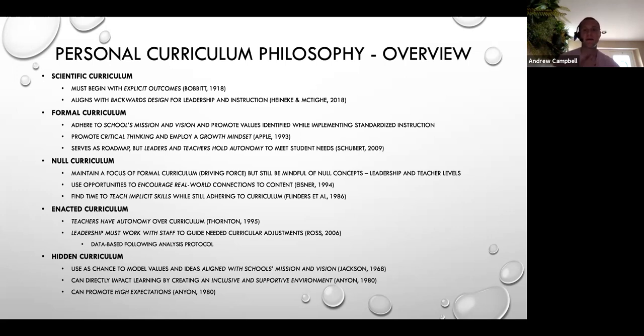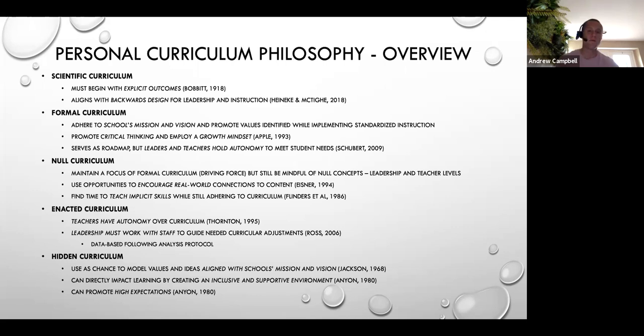A lot of us still have a specific curriculum that we wish to follow, but how can we use that curriculum to meet the needs of our specific school's vision? We want to promote critical thinking and employ a growth mindset. Again, the formal curriculum, we want to know it serves as a roadmap, but teachers and leaders still hold autonomy to meet student needs. Again, we're looking at these theories through leadership and teaching implications.